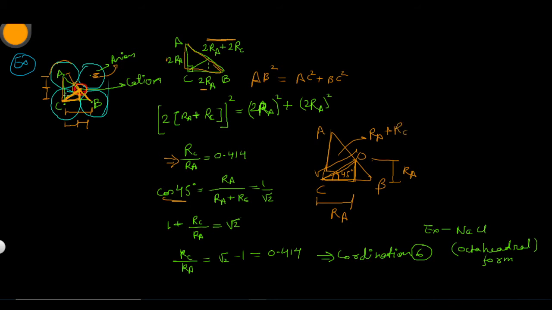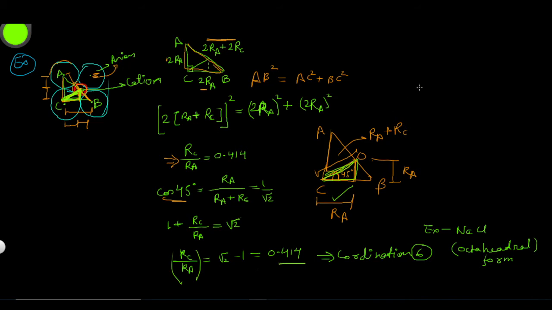You can see from this triangle here. Now apply cos 45 degree. Cos 45 degree is base by hypotenuse. So base is RA, this, and hypotenuse is this RA plus RC, and cos 45 degree is 1 by root 2. If you solve, then again you will get RC by RA as 0.414, and we know the relation.